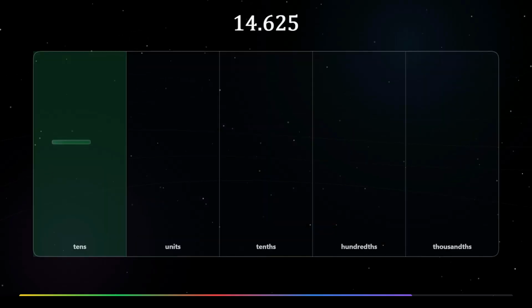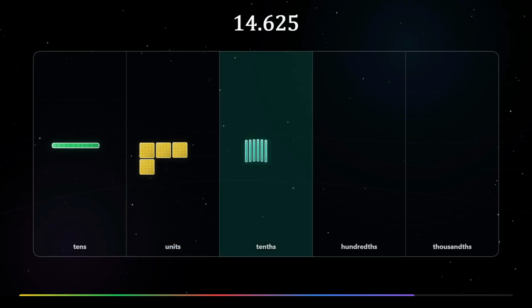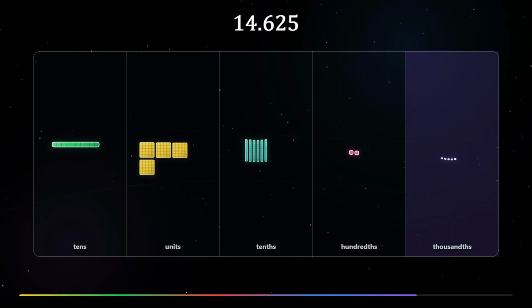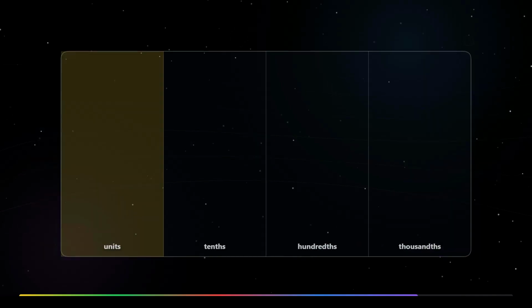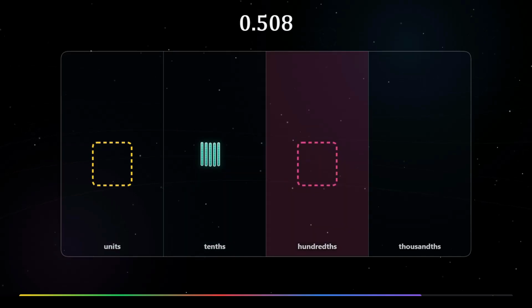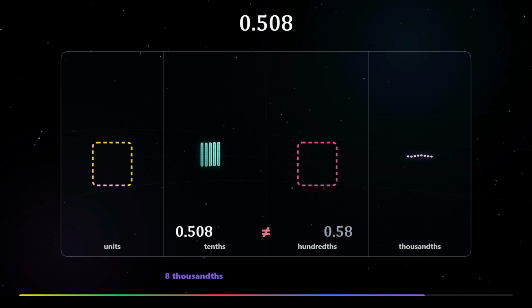Now build 14.625. Use 1 ten rod, use 4 whole blocks, use 6/10 strips, use 2 hundredth squares, use 5 thousandth pieces. Now build 0.508. There are no whole blocks. There are 5/10 strips, there are no hundredth squares. There are 8 thousandth pieces. 0.508 is not the same as 0.58. In 0.508, the 8 is worth 8/1000ths. In 0.58, the 8 is worth 8/100ths.